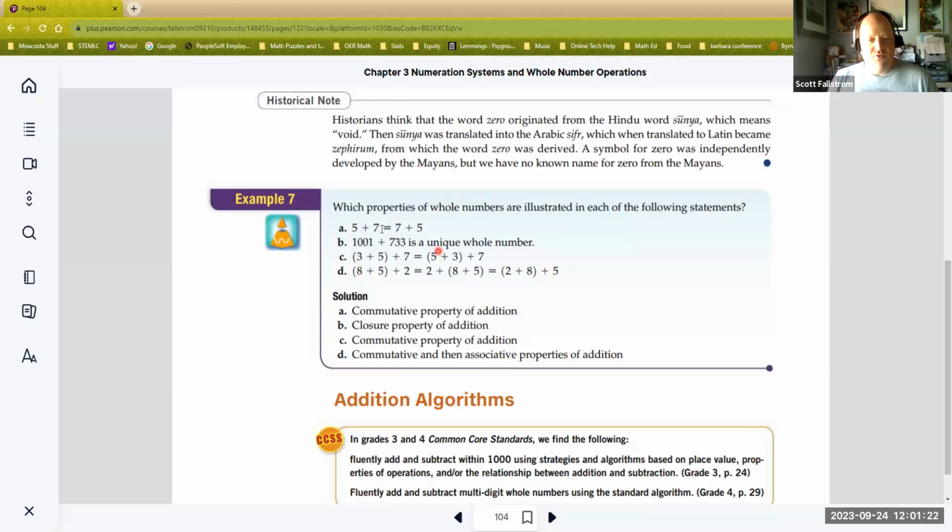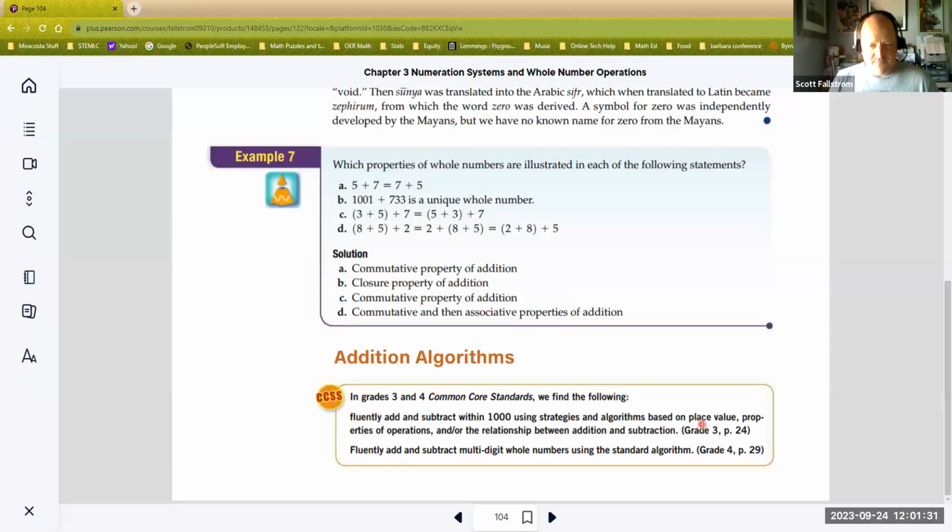Okay, then they give you a list of properties. They do an example here. If you're using the book, there's a you try this version. I think there are videos here. If not, you can check in the back of the book. That should have the answers. And we get up to addition algorithms in 3 and 4.